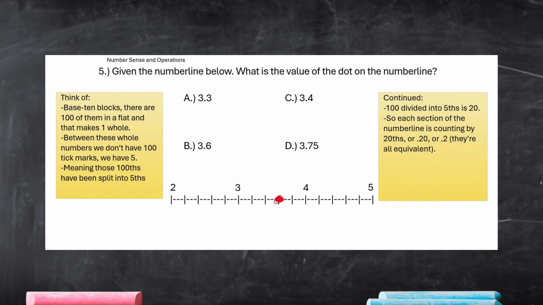Now if you go to the other post-it, it says 100 divided into fifths is 20. So each of those little sections of the number line is counting by 20ths, or the decimal forms of those, which as you can see, are all equivalent. Once you've figured that out, you start at 3 and make jumps of 20 at a time. The first jump would be 3 20ths, then 3 40ths, and then you would stop on 3 60ths, or in this case, 3 6/10.